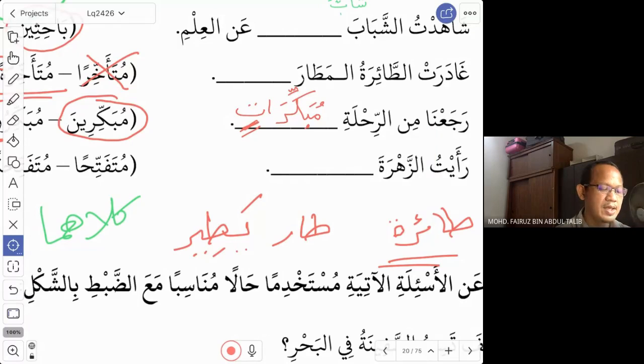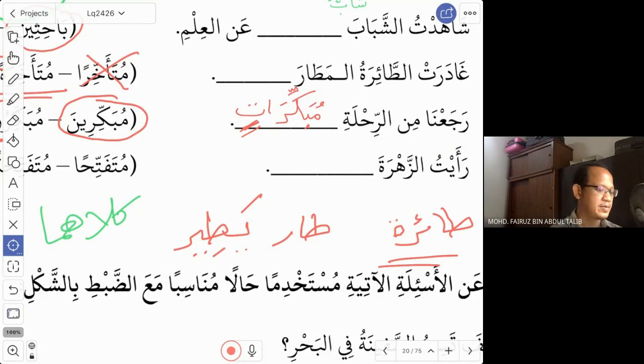Okay, good. And what if this na is referring to two? Of course, you have to change to two. So in the end, it depends on this na, whether it is referring to two, musanna, or referring to jama, or referring to muzakkar or muannas. So you have to refer this to the context of the sentence. Then only you can find the correct hal.